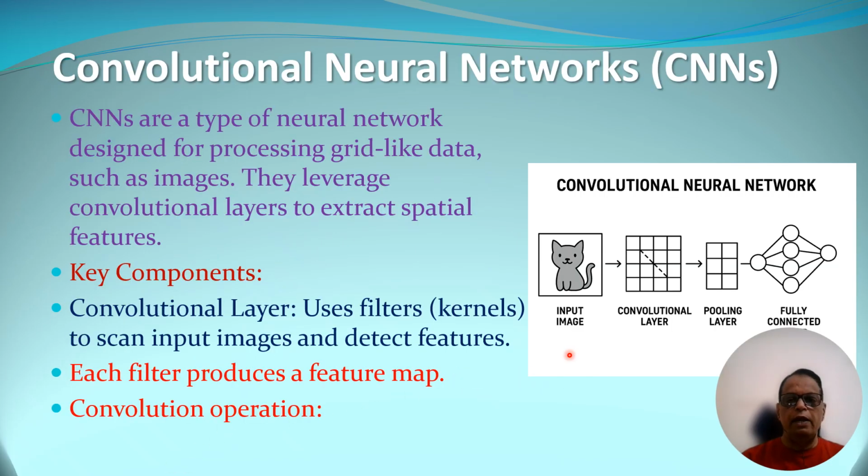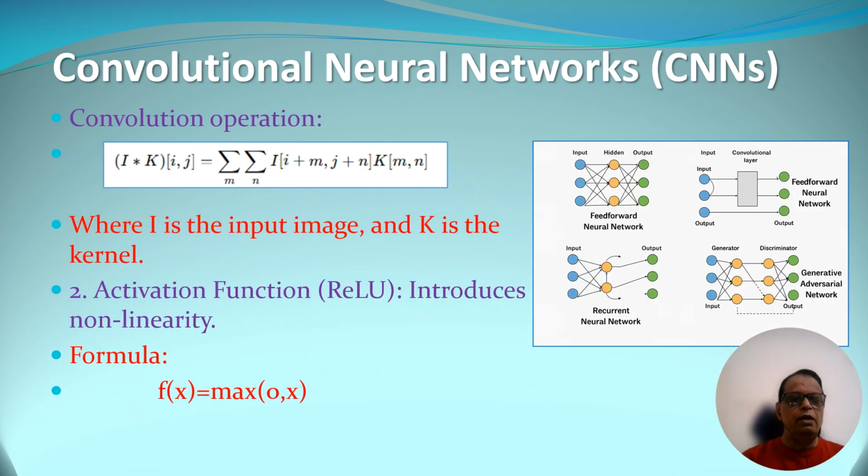So this can be a diagram for the convolutional neural network. When the input image is given, it goes to the convolutional layer where the features are extracted, then to the pooling layer, and then finally it is processed by a neural network. It makes use of filters to scan the input image, and the features within the image are detected, and each filter will produce a feature map.